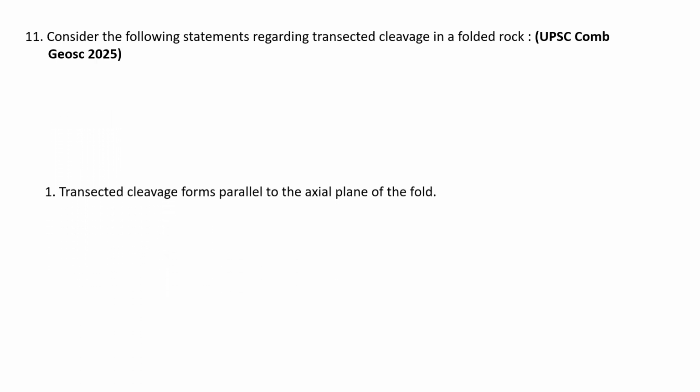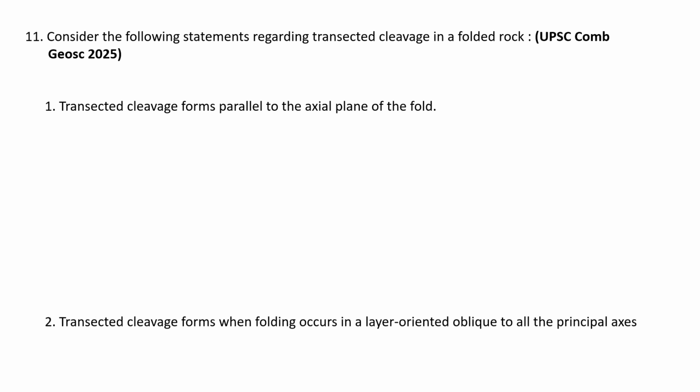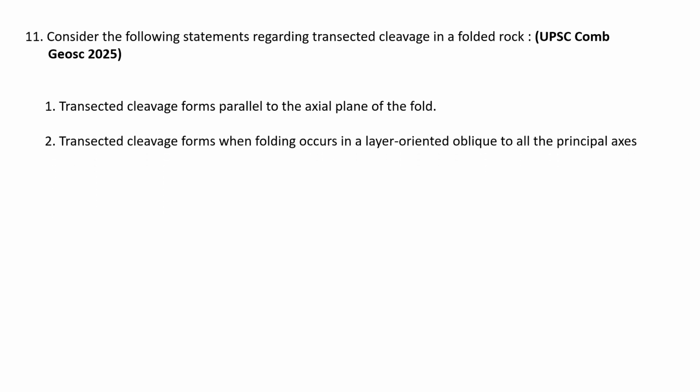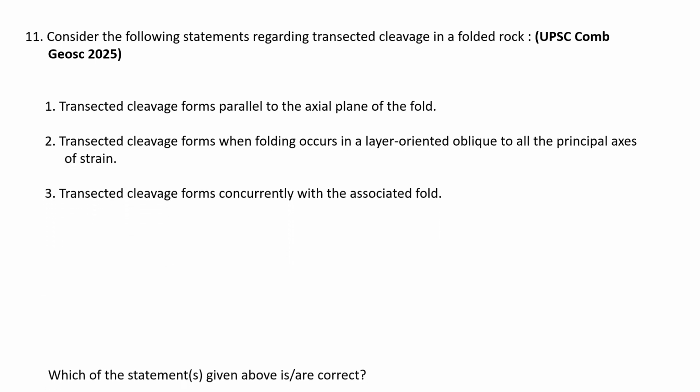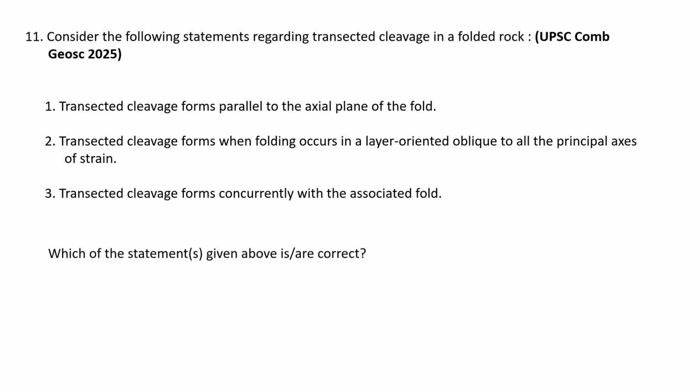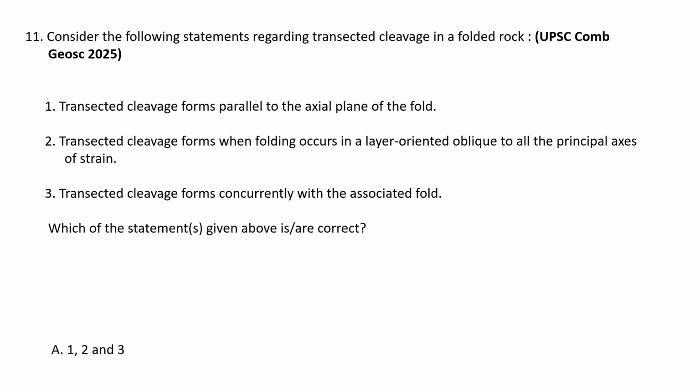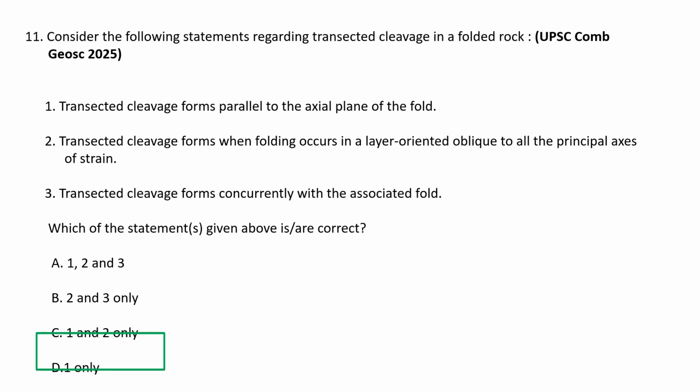1. Transected cleavage forms parallel to the axial plane of the fold. 2. Transected cleavage forms when folding occurs in a layer oriented oblique to all the principal axes of strain. And 3. Transected cleavage forms concurrently with the associated fold. Which of the statements from the above are correct? A. 1, 2 and 3. B. 2 and 3 only. C. 1 and 2 only.